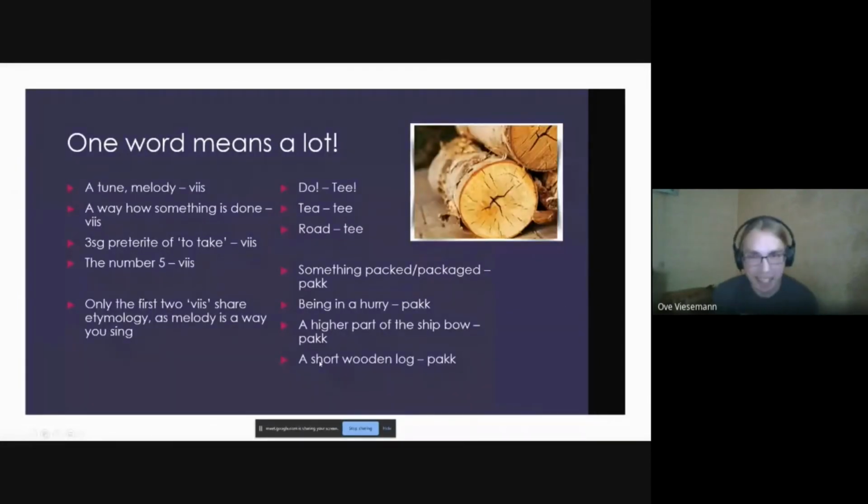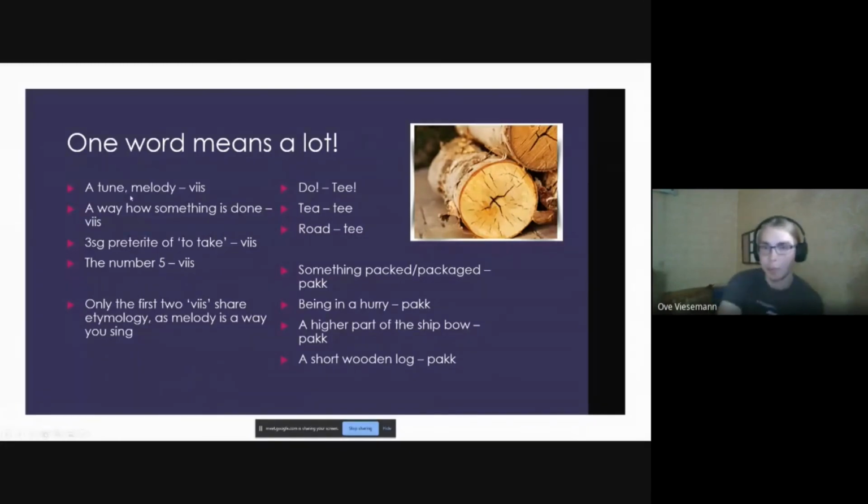One word means a lot. A tune, melody, viis. A way how something is done, viis. Third singular preterite. Preterite is anything in the past. Of to take is viis. The number viis, the number 5 is viis. Only the first two viis share etymology as melody is a way you sing.